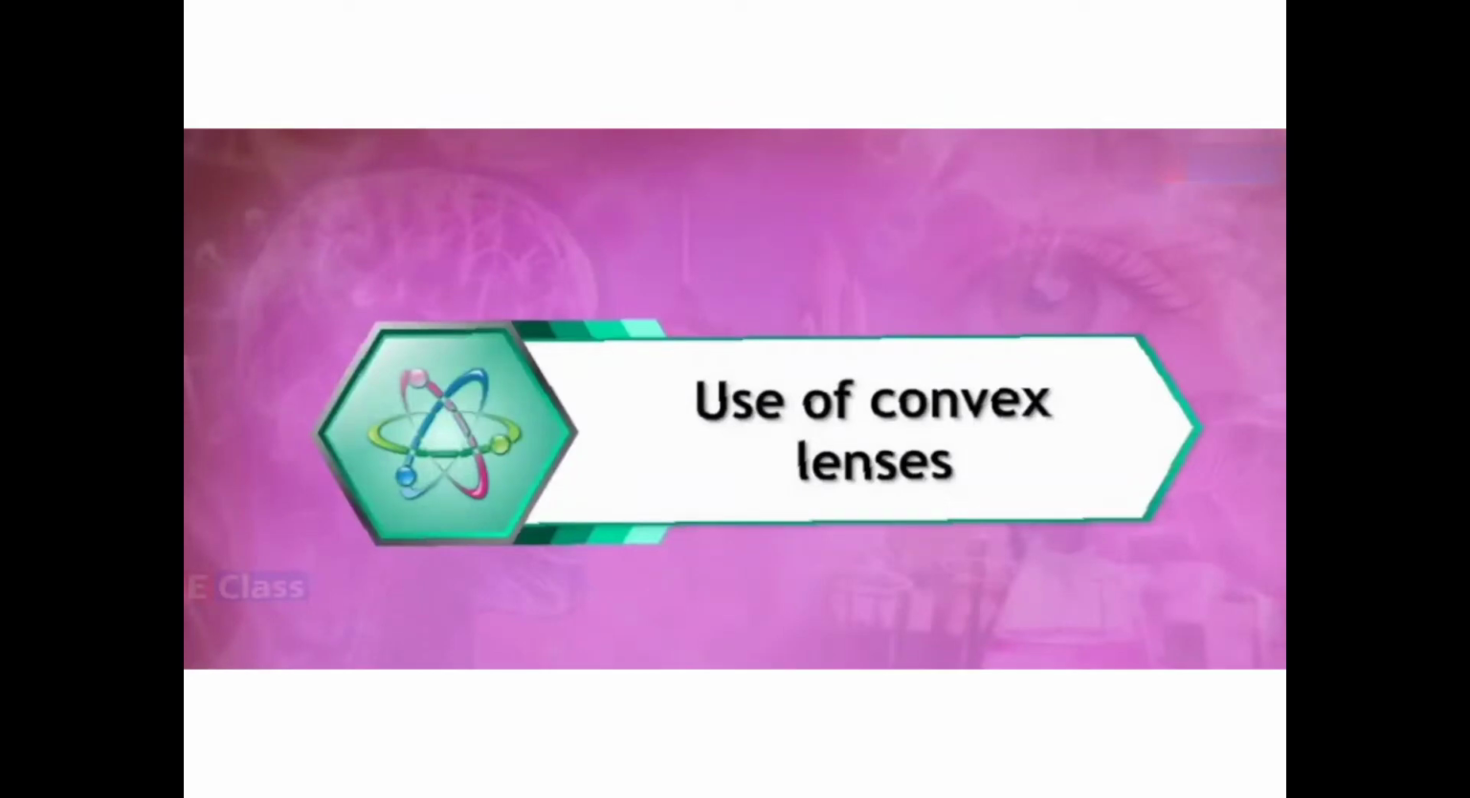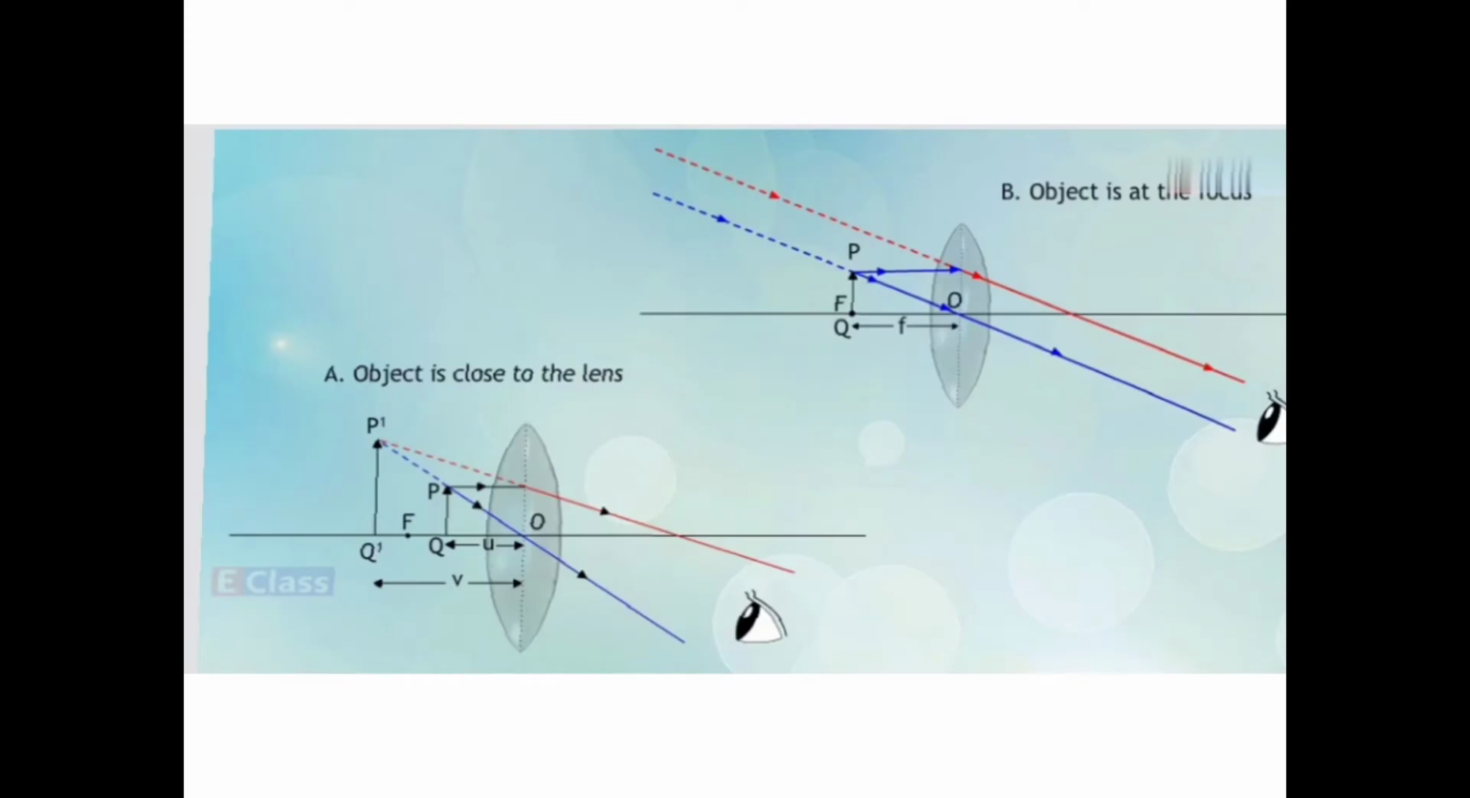Use of convex lenses. Here, the convex lens has many applications. It is used in the simple microscope, it is used in the compound microscope, it is used in the telescope, it is used of course in the projector, camera, spectrograph, it is used in the spectacles, etc. So a few applications we are going to understand.